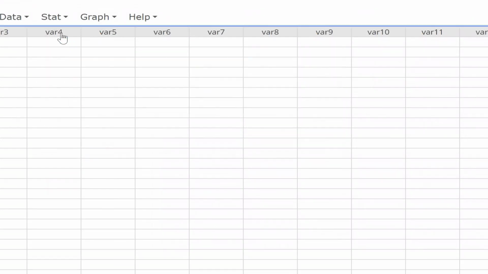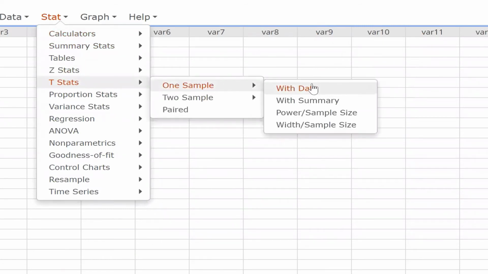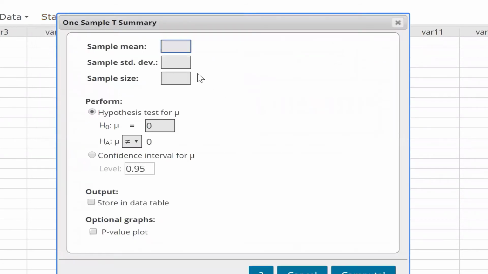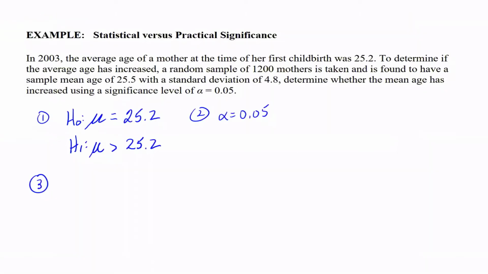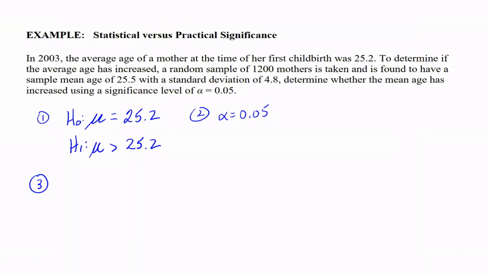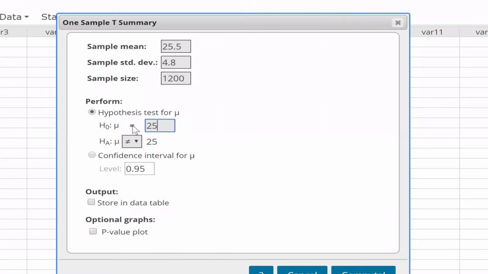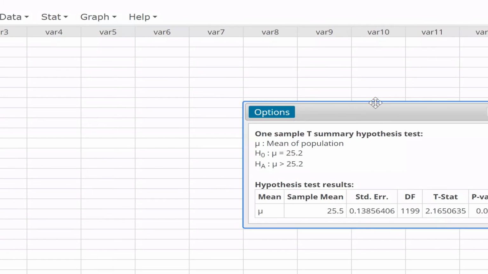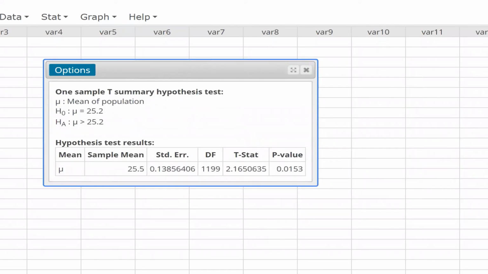So in StatCrunch, we select Stat, T Stats, One Sample. We have summarized data. The sample mean from the problem was 25.5 years of age. The sample standard deviation, 4.8. The sample size was 1,200 mothers. The mean stated in the null hypothesis is 25.2. And we had a greater than alternative. Click compute, and we're getting a p-value of 0.0153.